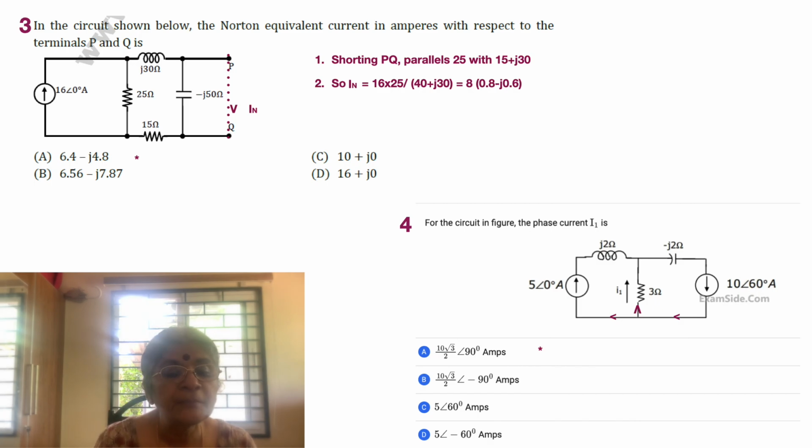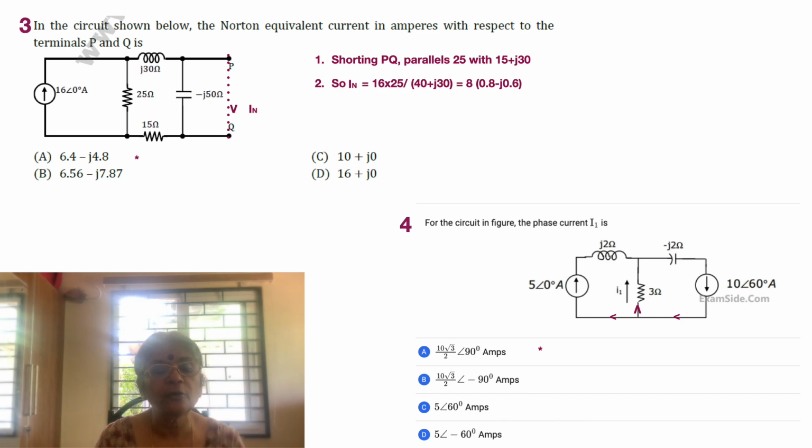There's a current source, and then it is met by a network of impedances: 25 ohms, j30 ohms, minus j50 ohms, and 15 ohms. What is asked is, in the circuit shown below, the Norton's equivalent current in amperes with respect to the terminals PQ. So you just short PQ and try to obtain the current flow through it.